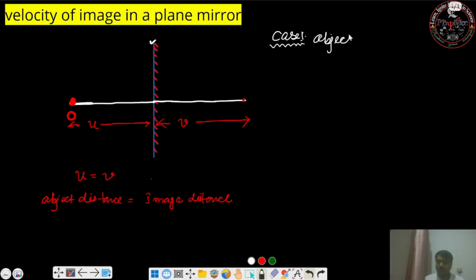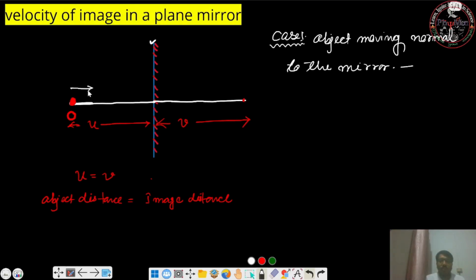Object moving normal to the mirror, okay, মানে কি কৈছো, অবজেক্টটো এনেকে মুভ কৰি মিৰৰখনৰ পাৰপেন্ডিকুলাৰলি মুভ কৰি আছে, and image will also move like this. So আমি কি কৰিব পাৰো, আমি লিখো u equal to v. So আমি যদি one time differentiate কৰো, u is the position of object with respect to the mirror, and this is the position of image with respect to mirror, right?